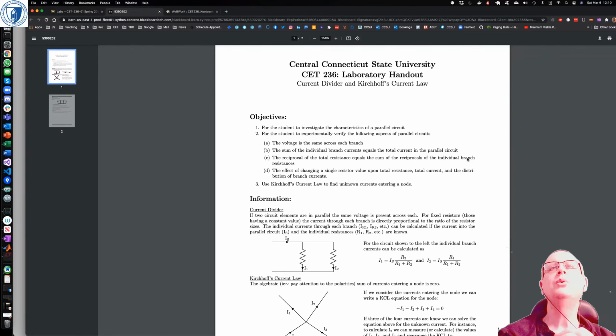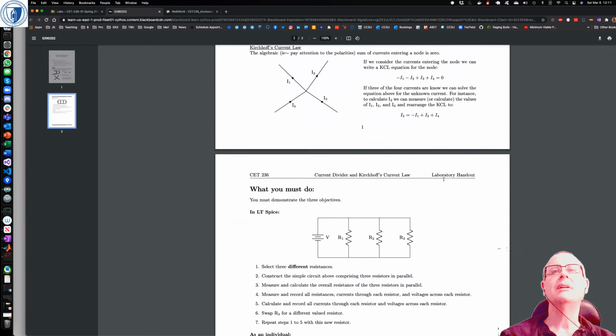And this one is to investigate the characteristics of a parallel circuit. The objective is to experimentally verify that the voltage across each branch is the same, that the sum of the individual branch currents equals the total current, that the reciprocal of the total resistance equals the sum of the reciprocals of the individual branch resistances, and to note the effect of changing a single resistor value on the total resistance, total current, and current distribution. Then use Kirchhoff's current law to find unknown currents entering a node.